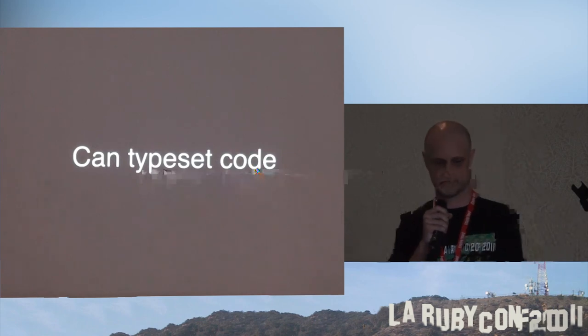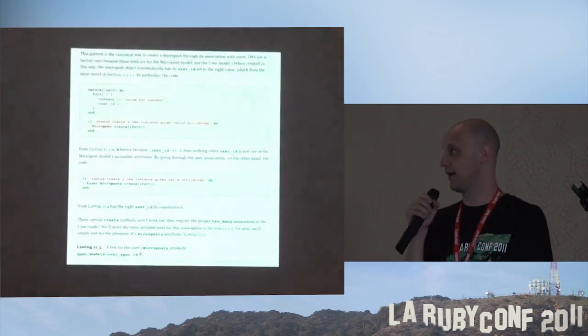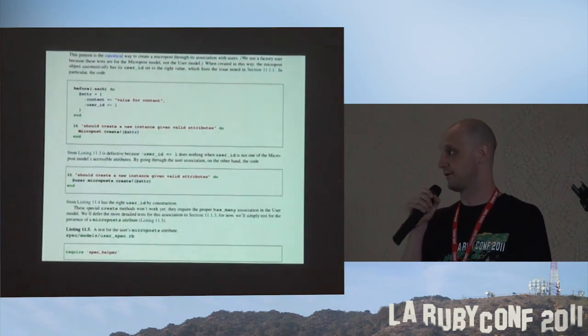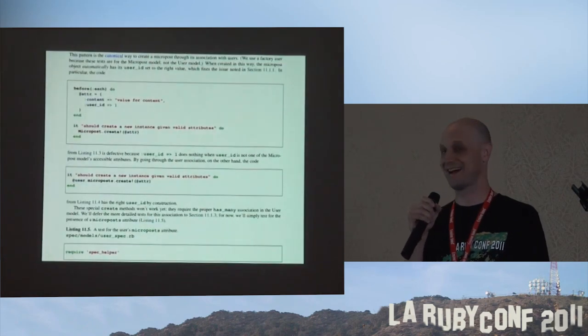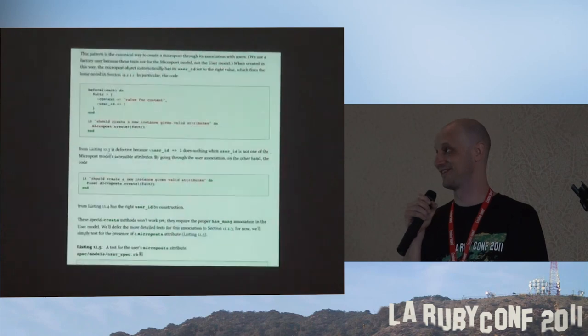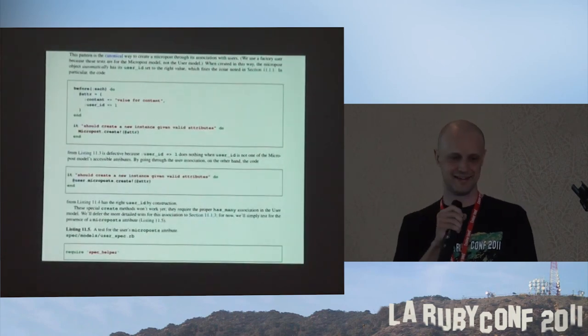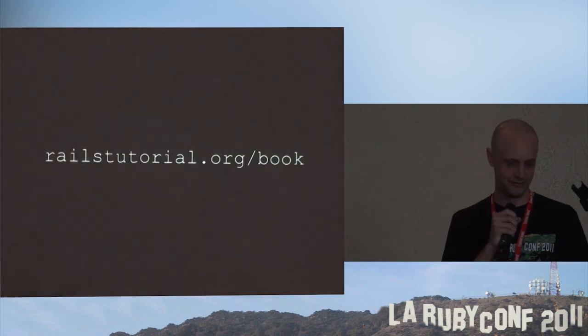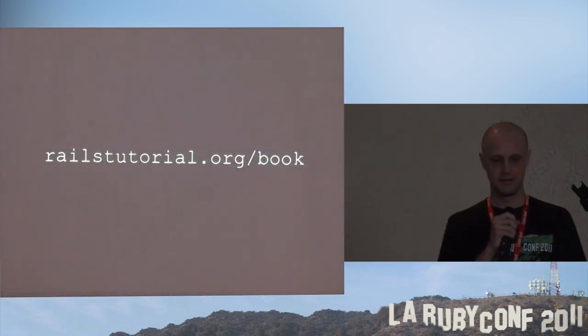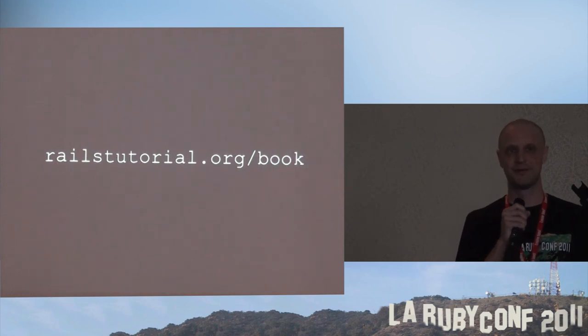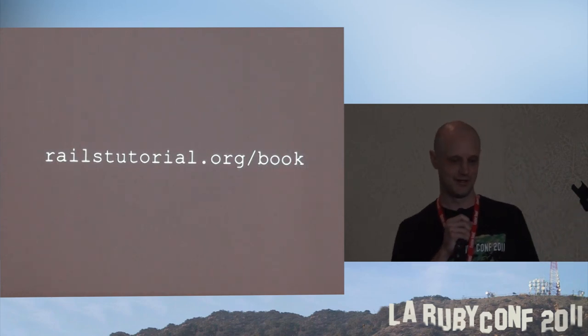And so I just want you to see, this is a web page. This is the PDF. They're not exactly the same, but they're pretty close. It's the same source file, so they're in sync by construction. If you want to see the full result, you can go to railstutorial.org/book. And it's a real book. I mean, it's a 500-page PDF, and it's all online.